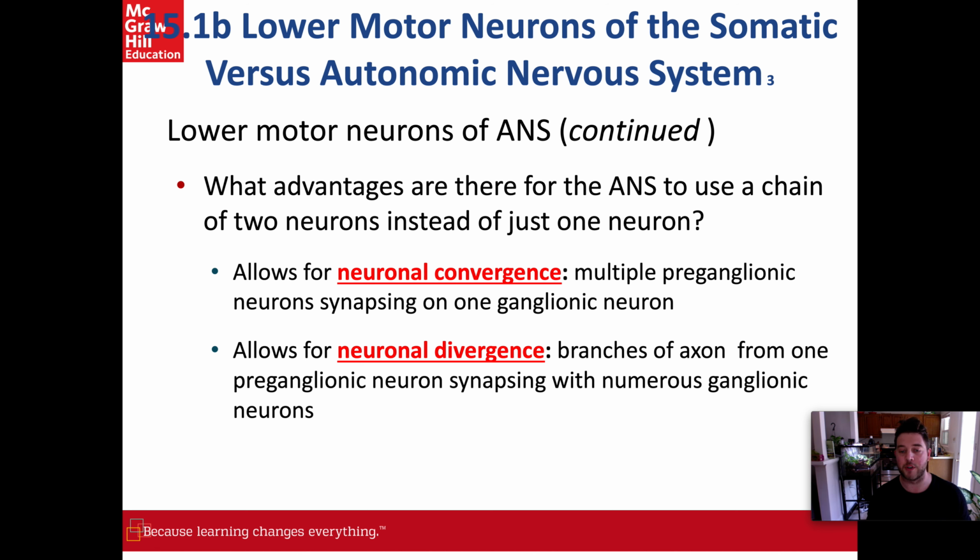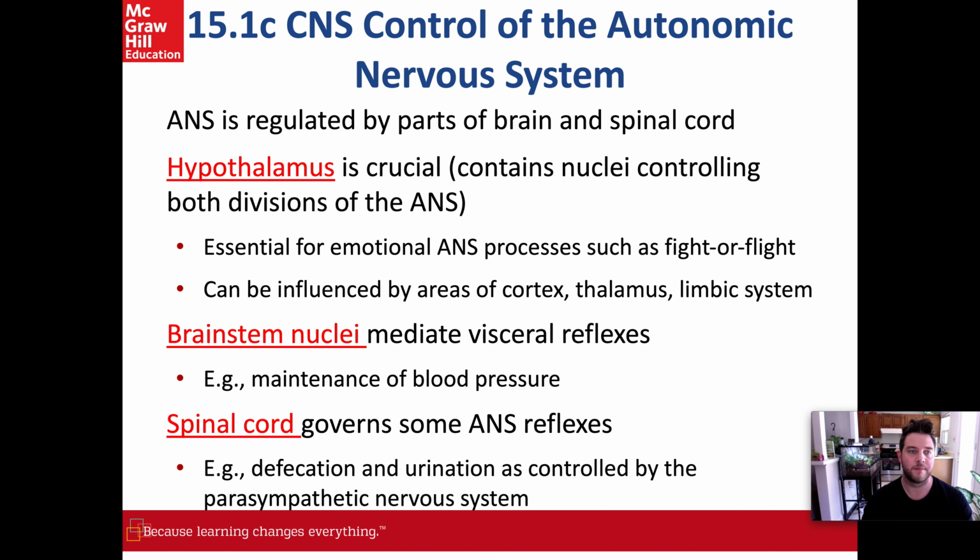As well as neuronal divergence, where you have branches of the axon from one preganglionic neuron synapsing with numerous ganglionic neurons. So one preganglionic synapsing with multiple ganglionic ones allows for a divergence of that signal, so you can spread your signal out across a broader range if you need to. So the neuronal convergence allows for a lot of input for one regulated signal, whereas neuronal divergence allows that one regulated signal to then be spread out across a larger field of effectors.